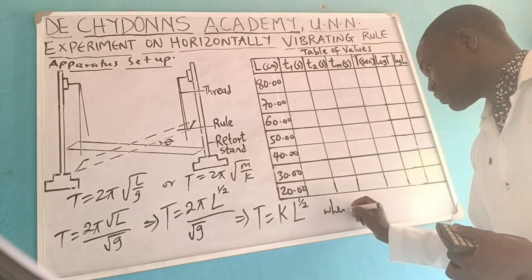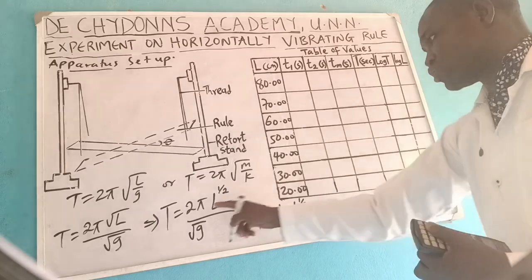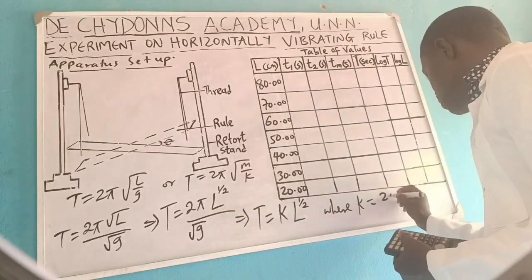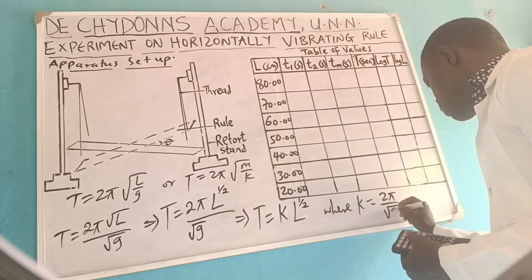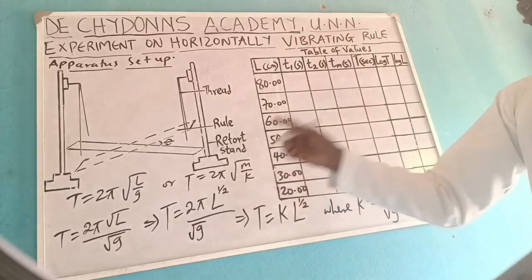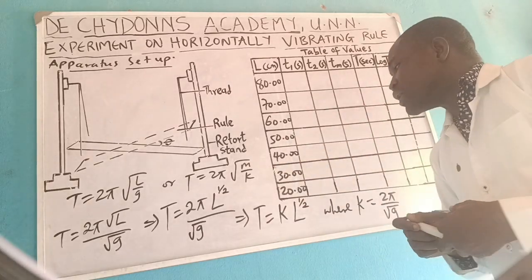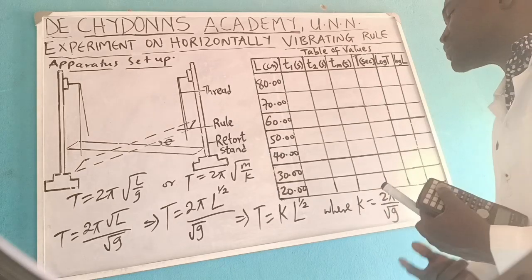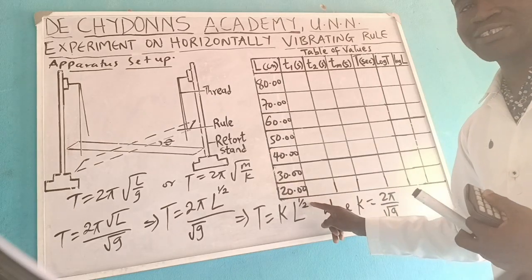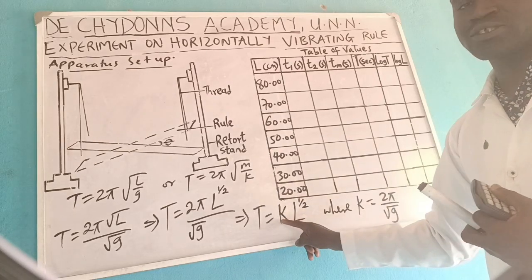We'll replace it with K, so T equals K L raised to power 1 over 2, where K is equal to 2 pi over root g. Please note this concept very well. This is trying to tell you that this 1 over 2 is constant and this K is constant.